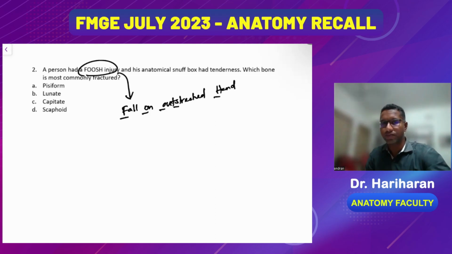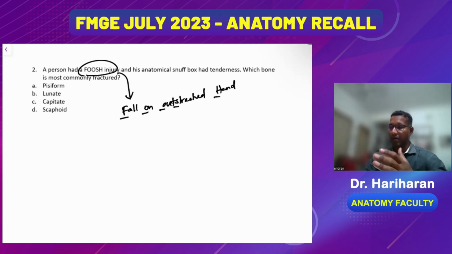Whenever a patient has a fall on an outstretched hand, a lot of bones can get fractured, right from the scaphoid, the distal radius, the fractures around the elbow, to the fractures of the humerus and the clavicle. All this can occur due to a fall on an outstretched hand, which we call in a shorter form FOOSH injury. But this patient classically presents with tenderness in the anatomical snuff box.